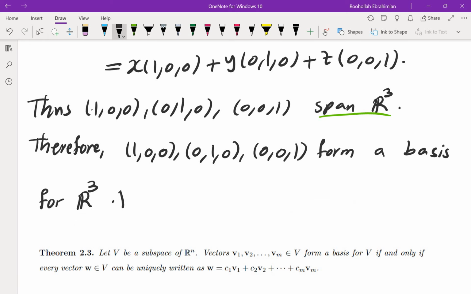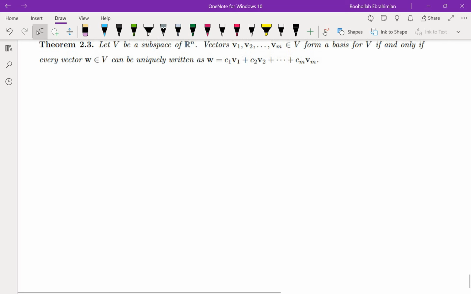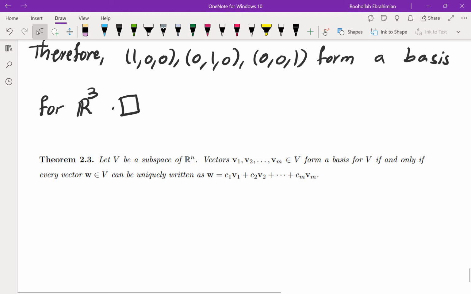Okay. So let's look at one more theorem, and this is the last thing we're going to talk about in this video. Okay, so what does this theorem tell us? Let V be a subspace of Rn. The vectors v1 through vn in V form a basis if and only if every vector in V can be uniquely written in that form.